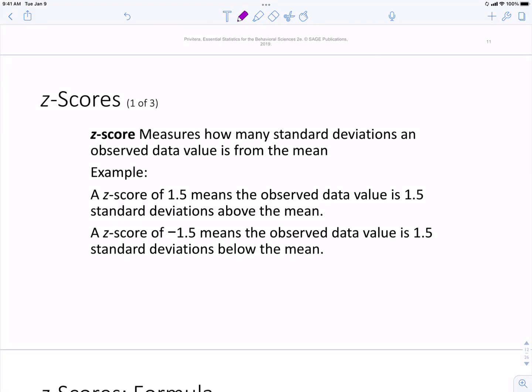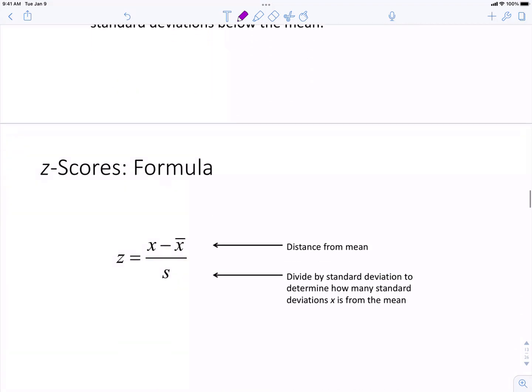Now, one way of measuring how close you are to the mean, or how many standard deviations you are from the mean, is by computing something called a z-score. Literally, the z-score measures how many standard deviations a data value is from the mean. For example, if your z-score is 1.5, it means that your data value is 1.5 standard deviations above the mean. Z-scores can be negative, so negative z-scores simply mean you're below the mean. A negative 1.5 z-score means your data value is 1.5 standard deviations below the mean.